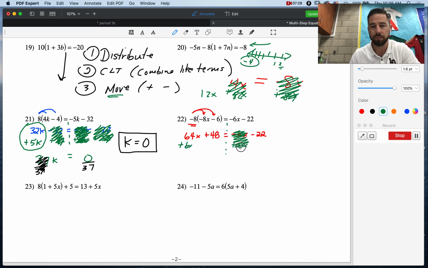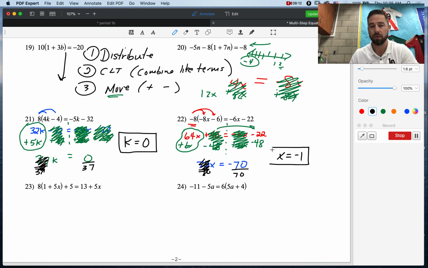That guy's gone. And now all my variables are over here to the left, which means anything else I gotta get rid of. I gotta move them over. So a positive 48, I'm going to do the opposite, subtract 48. Okay, and let's see what we have going on here. 64x and 6x is 70x equals negative, if I owe 22 and I owe 48, that means I owe 70. 70 stuck to the x, divide 70, divide 70. That guy's gone, and it looks like I have x equals negative 70 divided by 70 is negative 1. Boom.